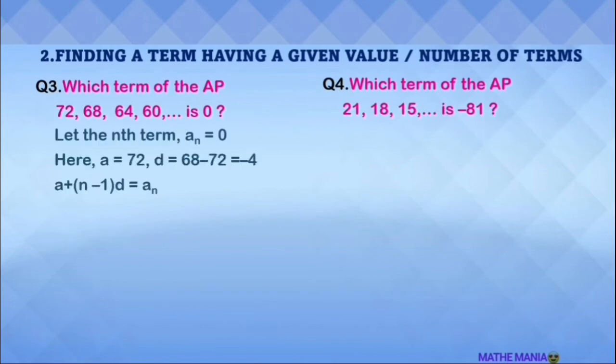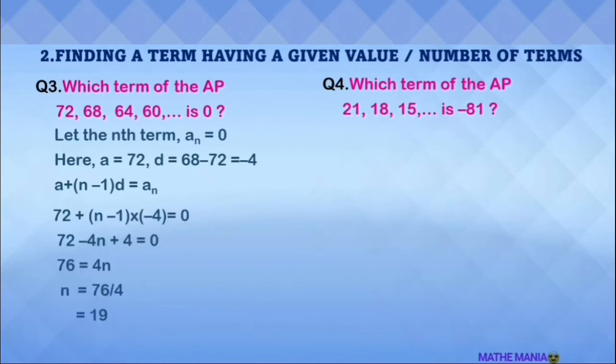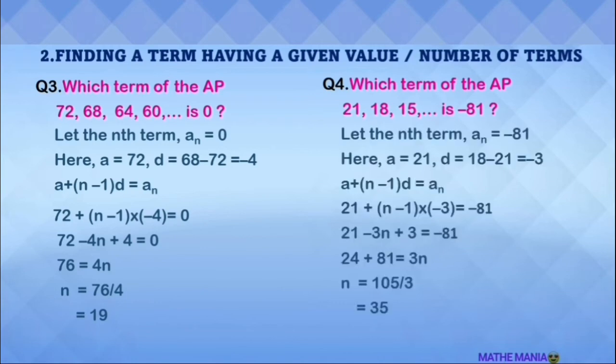In the third question, a is 72 and d is minus 4, and on solving we get n is equal to 19. In the fourth question, the value of a was 21, d was minus 3, and the value of n on solving comes out to be 35. So how many of you have done it correctly?